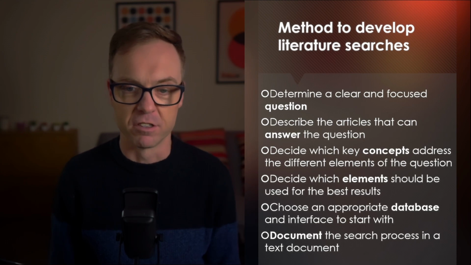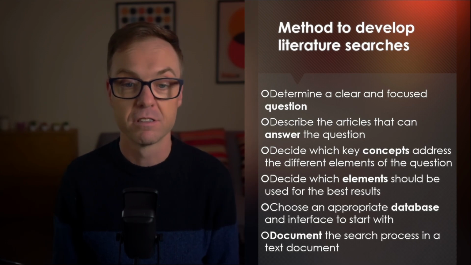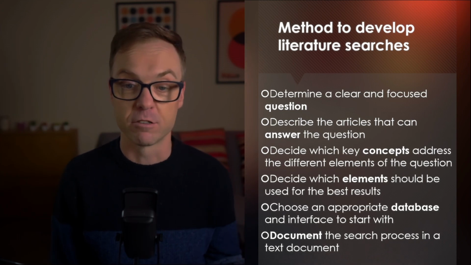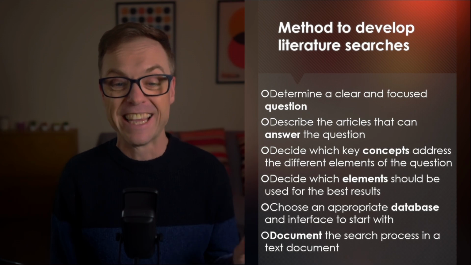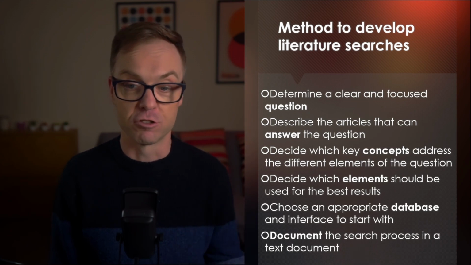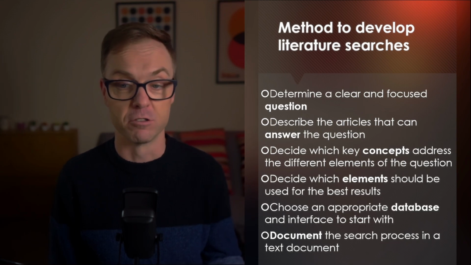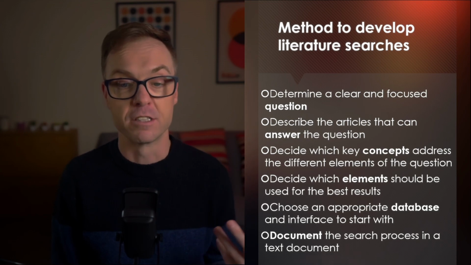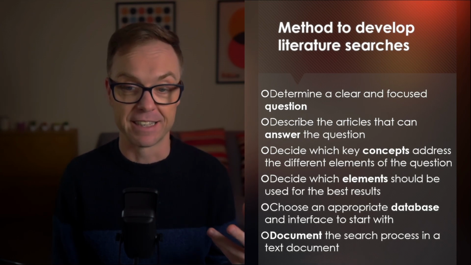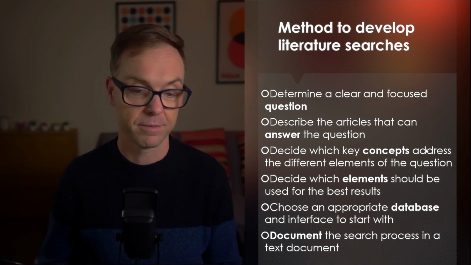So the Bramer approach suggests you need to start by determining a clear and focused question. You need to describe articles that can answer the question. You can decide which key concepts address the different elements of the question and decide which elements should be used for the best results that you can answer the question with. You need to choose appropriate databases and interfaces and document the search process.